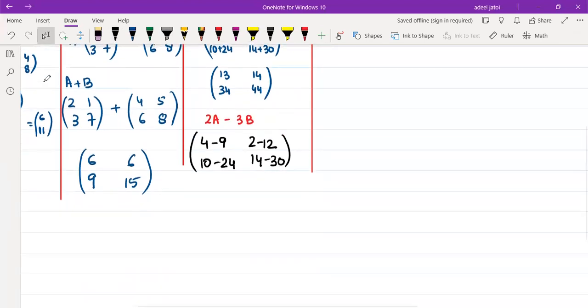So this will have what? 4 minus 9 is minus 5. This should be minus 10, minus 14. And here you will have minus 16. So 2a minus 3b will have minus 5, minus 10, minus 14, minus 16 as your answer.